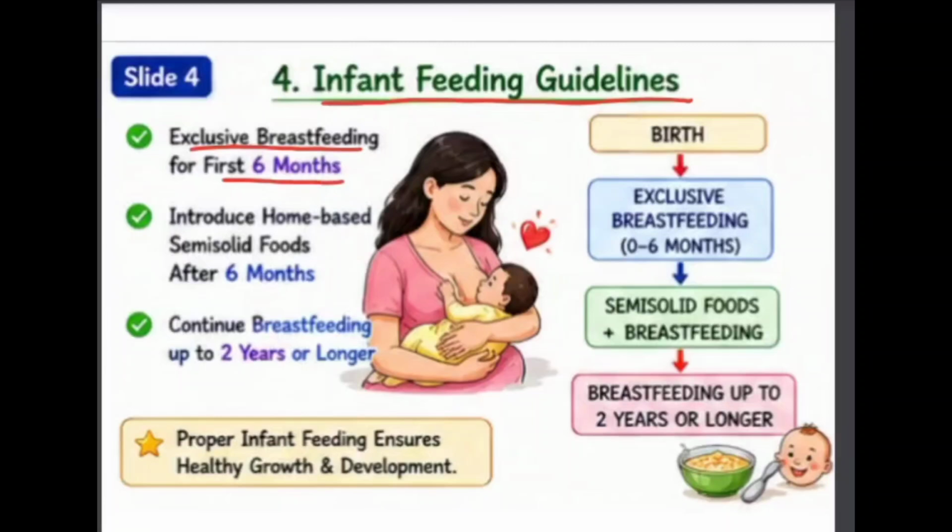Then we have introduction of semi-solid foods. After 6 months, semi-solid foods can be gradually introduced along with breastfeeding. These foods will help to meet the increasing nutritional needs of the growing child. Next, let us discuss continued breastfeeding. Breastfeeding should continue up to 2 years or even longer while complementary foods are provided. Proper infant feeding practices ensure healthy growth and development.